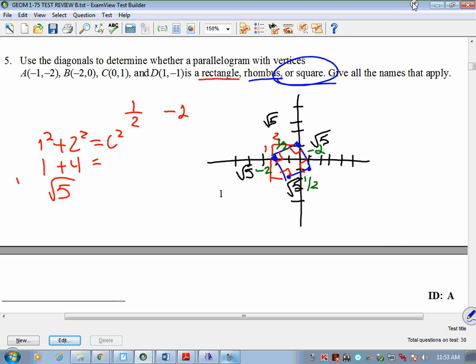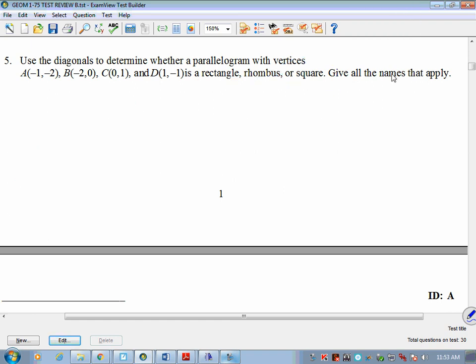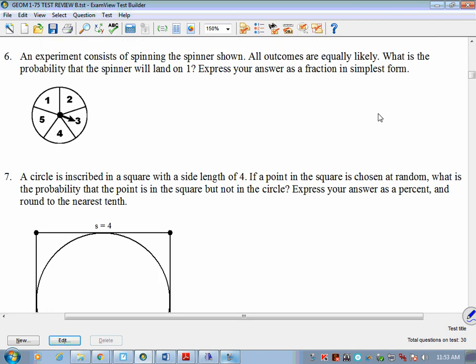Where we left off in the last video, we talked about how this is a square, but how to prove it. First, we have to prove that it's a rectangle and a rhombus. But we're going to move on from there to look at question number 6.